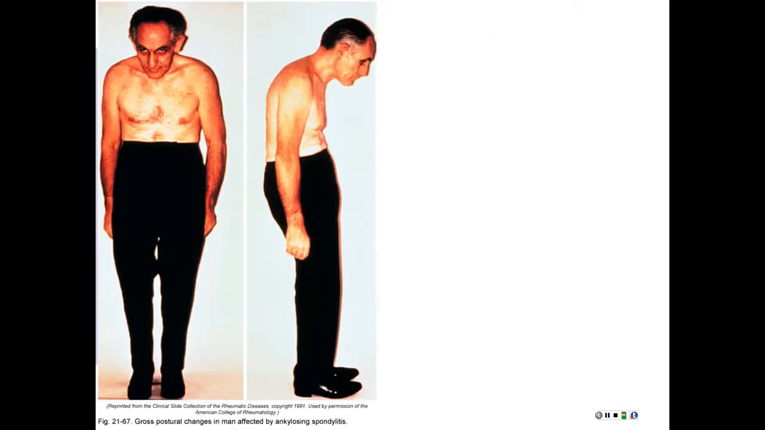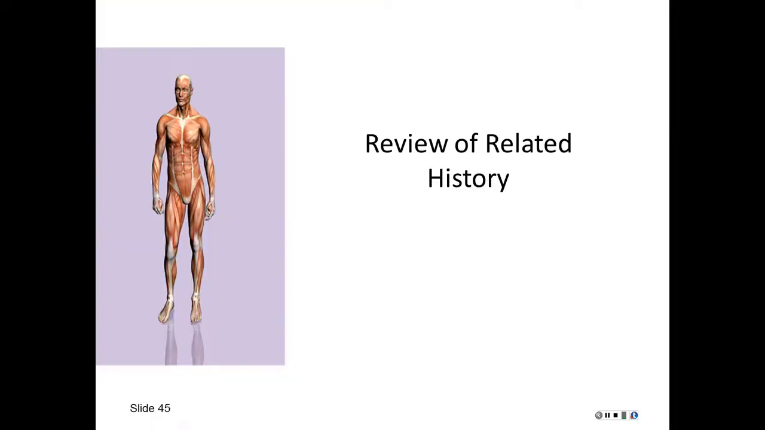And so here you've got gross postural changes and affected by ankylosing spondylitis. And you realize that this patient here has kyphosis. He has no lumbar curvature of his spine at all. And he's got where you can't see his back in this picture, but you're going to realize that there might be some variations as you palpate down the spine, where they're not all aligned equally.